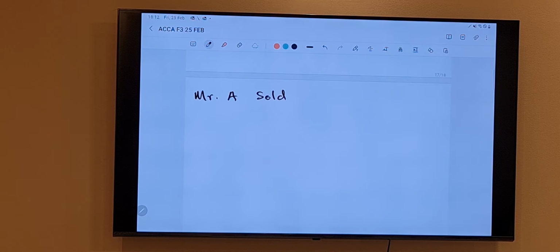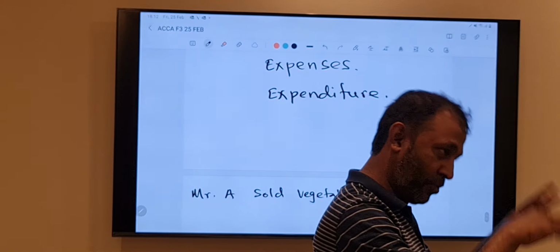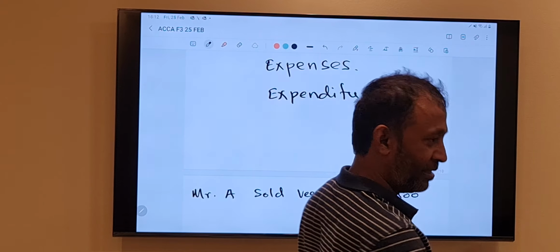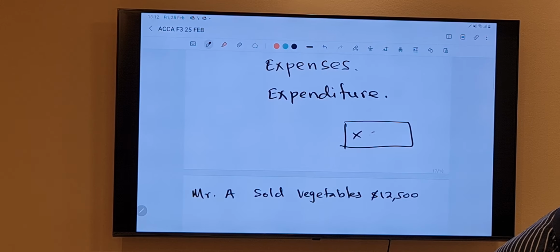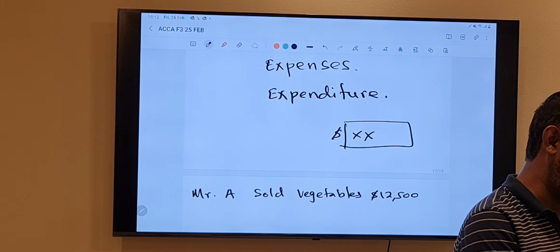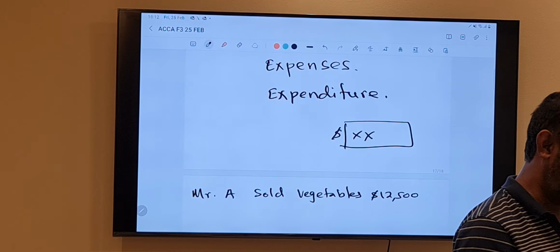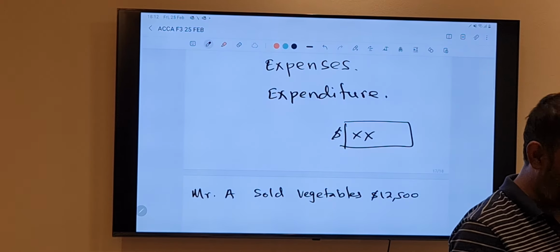Mr. A sold vegetables. Finally, he found a customer. Vegetables for $12,500. One question in exam, right? You should always put the currency. No need. They will give currency there. By default, currency will be written. Mostly in exam, you will have a box like this. You need to type the answer here. The currency they will type. You just need to type the number. Also, remember, you don't need to use comma or decimal. They will say that in the exam condition. When we do questions, we will see it, inshallah.